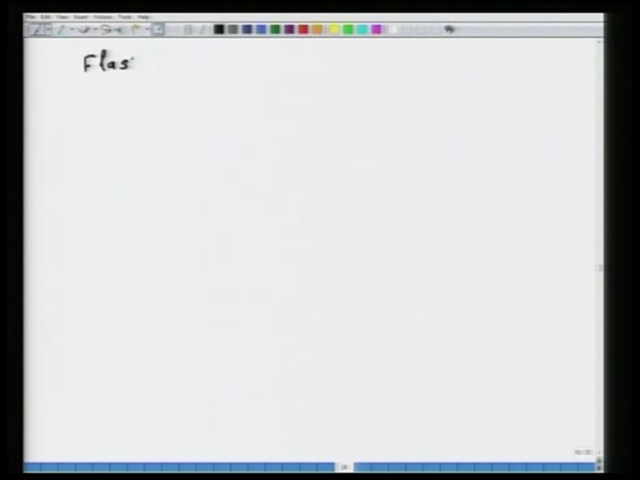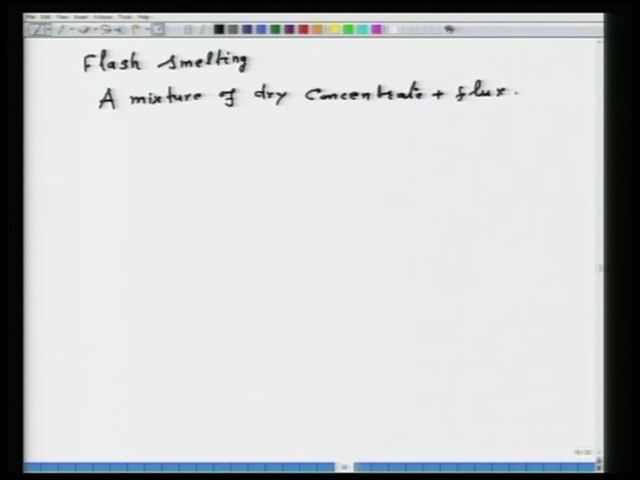So, now in flash smelting, just a brief, what is being done is that a mixture of dry concentrate plus flux, together with oxygen or hot air, is injected into a reactor.